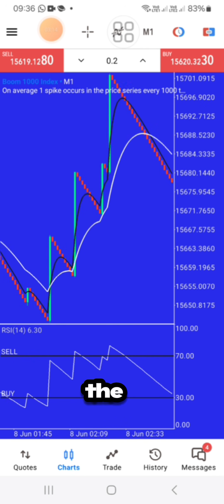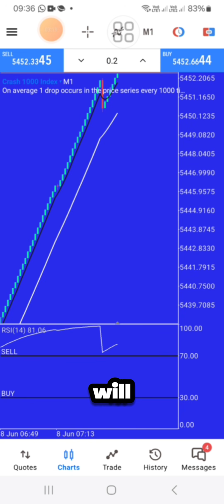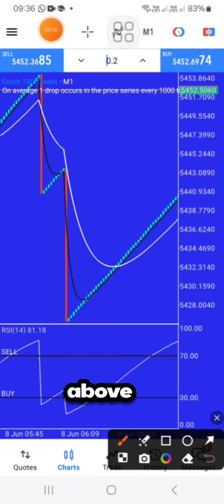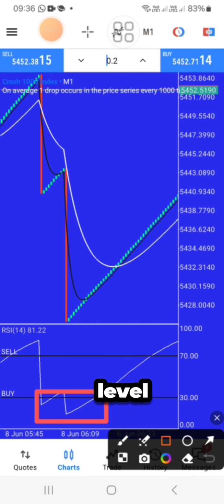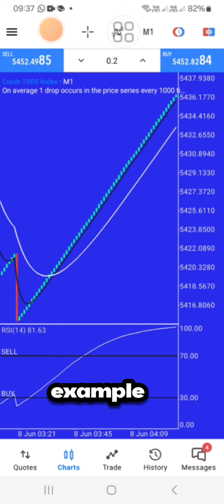Let's quickly look at the buying conditions in crash. In crash, we'll be doing the opposite. We want to wait for price to cross above the 30 level, and then you wait for the crossing of the black and the white line, which took place here, and you take your 10 candles and exit the market. Then the stop loss has to be placed just below the previous spike. Then you can execute your buy trade. You're buying in crash. So let's look at another example in crash.